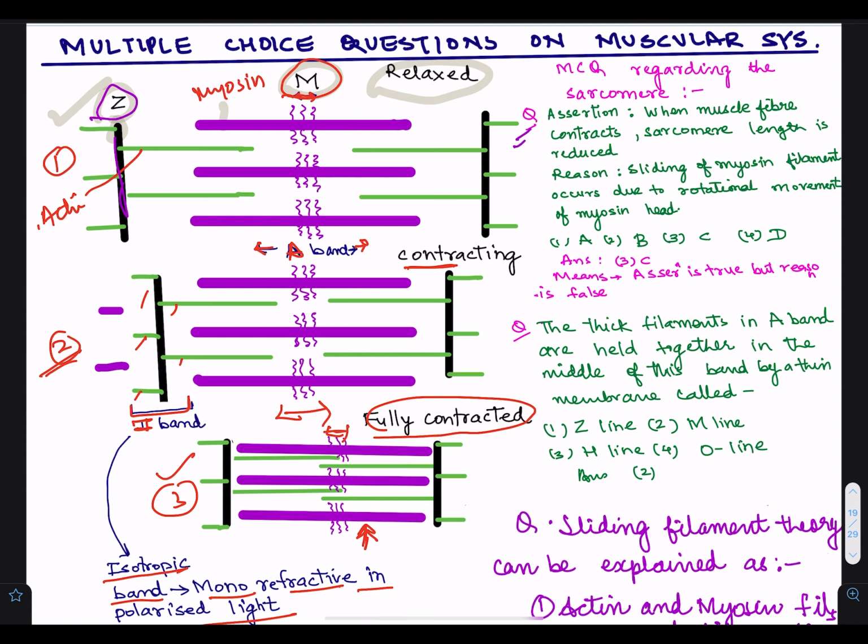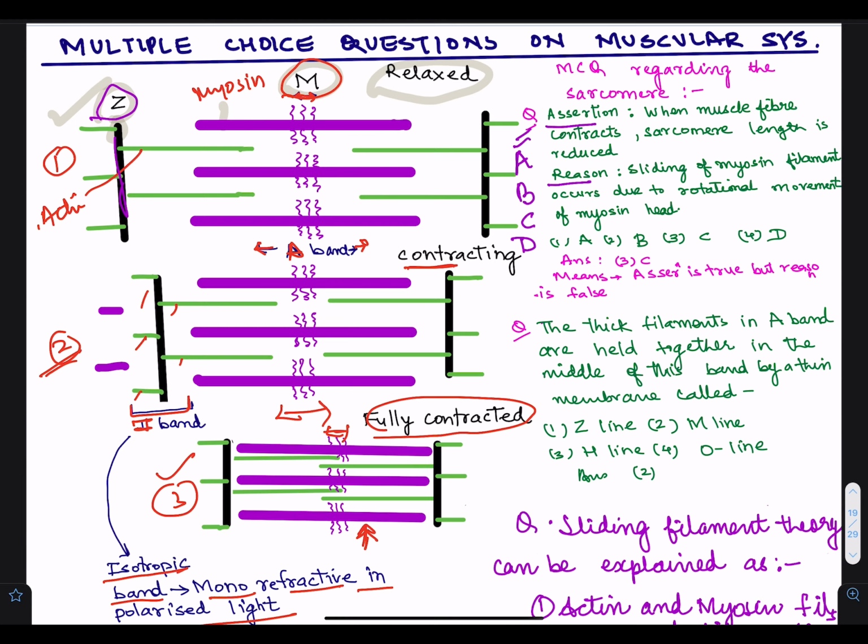Now we come over to the multiple choice questions. The first question is based on the assertion and reason type of questions. If both assertion and reason are correct and they explain each other, then the answer is A. If the assertion and reason are both correct, but the reason doesn't explain the assertion, then the answer will be B. And if the assertion is true but the reason is false, then the answer will be C. If both are false, then the answer will be D.